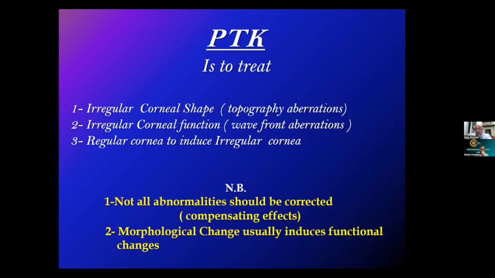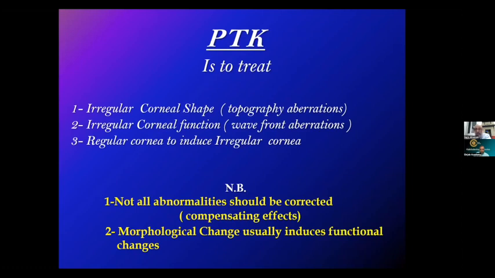aberrations, or irregular corneal function, and this is by wavefront aberration, or, as I said before, regular cornea to induce an irregular cornea. We have to know that not all the abnormalities should be corrected. Sometimes an aberration on part of the eye is compensated by another aberration on another part of the eye, and the net result is zero. So don't try to touch this. Don't try to remove this aberration, because you are going to be faced with the other half.